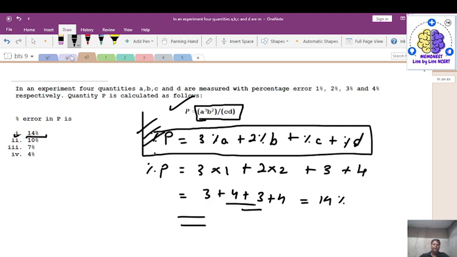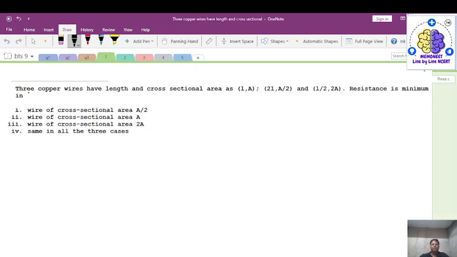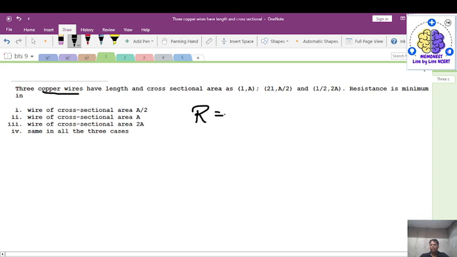Now the next numerical is from your current electricity. It says that three copper wires have length and cross sectional area as L and A, 2L and A by 2, and L by 2 and 2A. Resistance is minimum in which? Now see, all the three wires are made up of copper, which means resistivity is the same. Here we have to use the formula which we have studied, that the resistance of a wire is given by rho L by A.